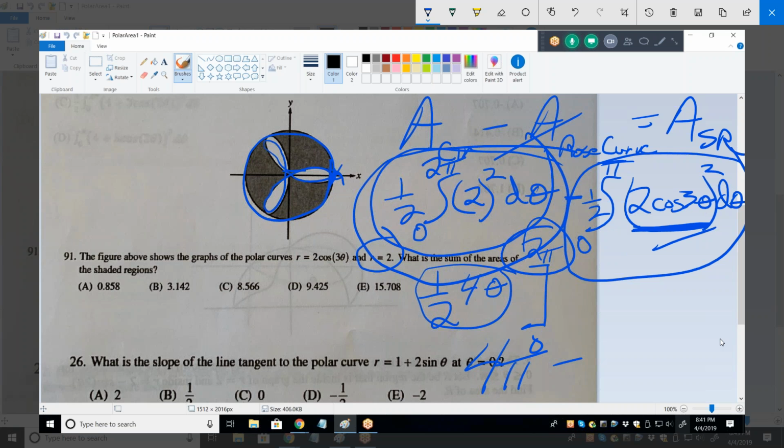This is actually an integral that you can do without a calculator. In other words, the integral of cosine of 3 theta is sine of 3 theta divided by 3. But we have to square it all. Go ahead and try that before I give you the answer.